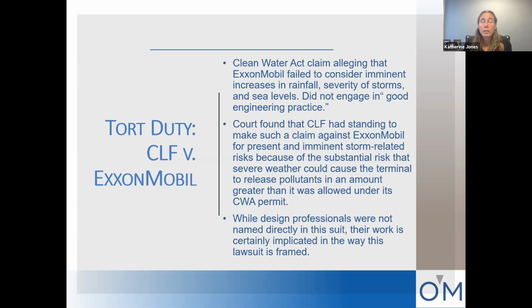But I suspect that if an engineer ever does get brought into the suit, they will argue that they did everything in accordance with the applicable codes and regulations. And the issue really is going to be, was it foreseeable that these climate effects or changes could come in the future and that there would be harm that came from it?